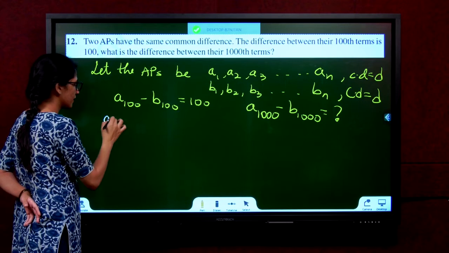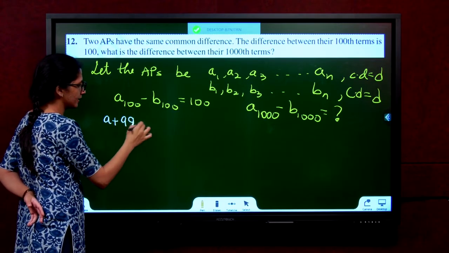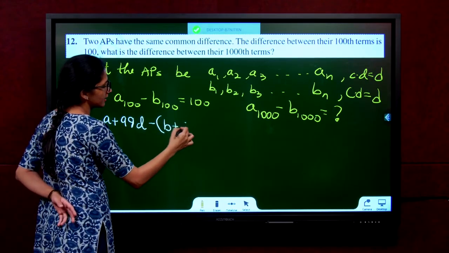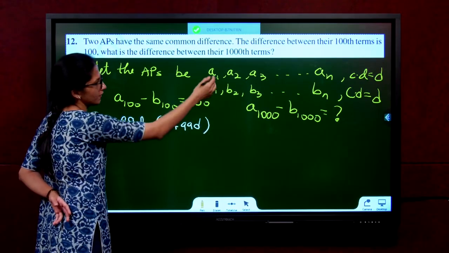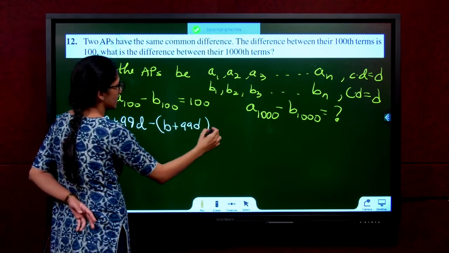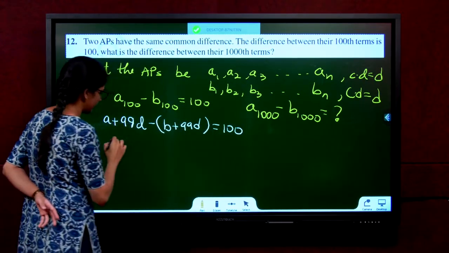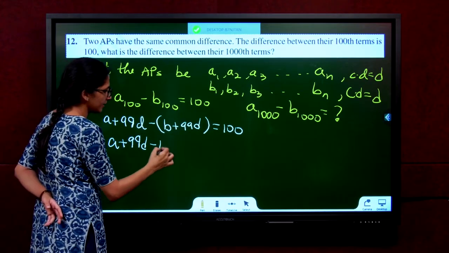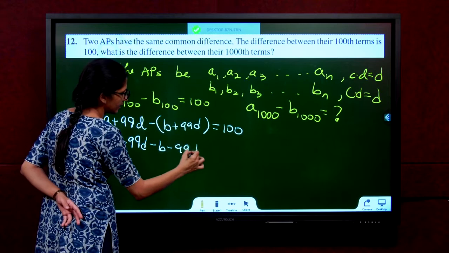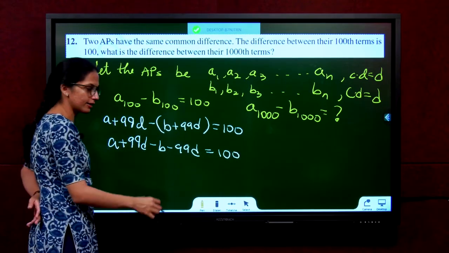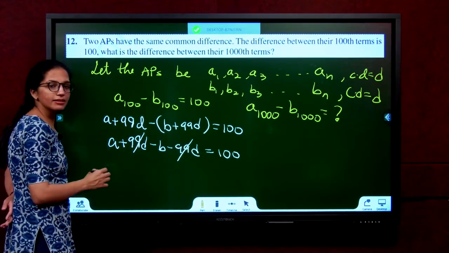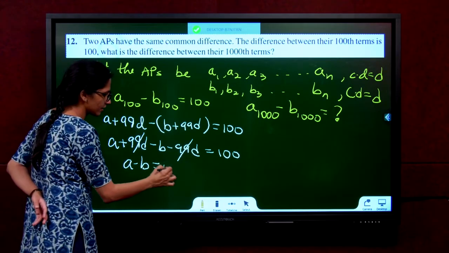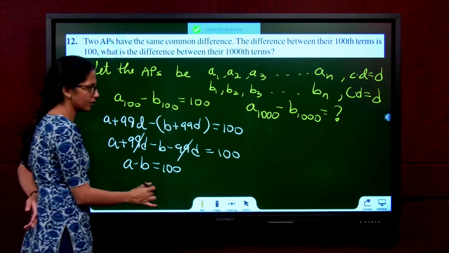So what is this? A plus 99D minus B100, I can write it as B plus 99D, where A and B are the first terms, is equal to 100. A plus 99D minus B minus 99D is equal to 100. Plus 99D minus 99D cancels. A minus B is equal to 100. We will keep it here for now.